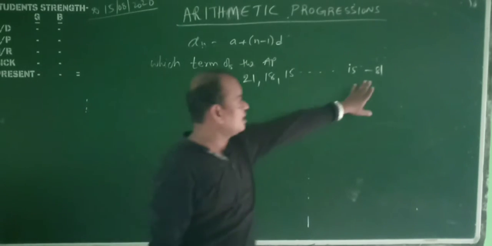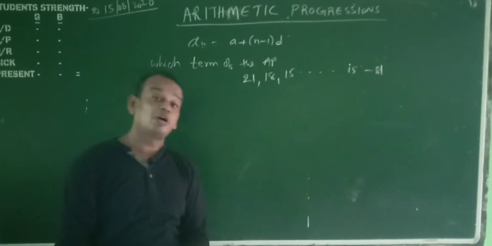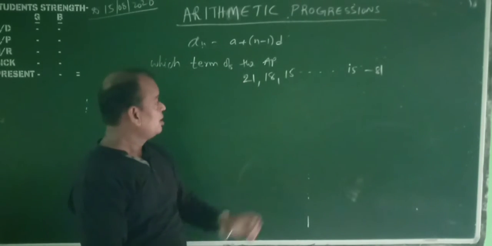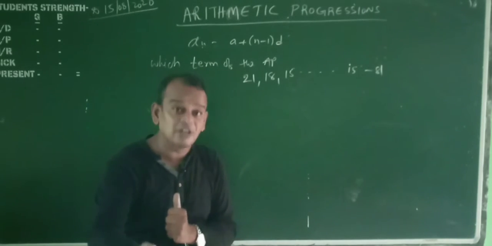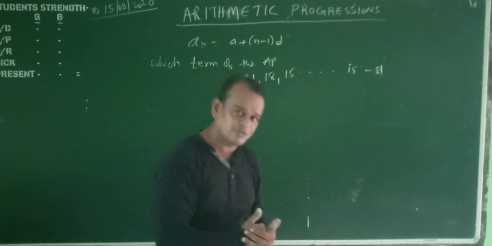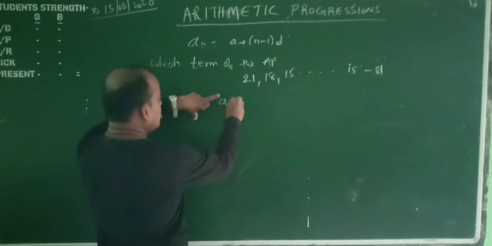This is 100% the last term. You can find the value of N. Which term of the AP is minus 81? It means the last term is minus 81, and we find the value of N. Here A is equal to how much? 21.